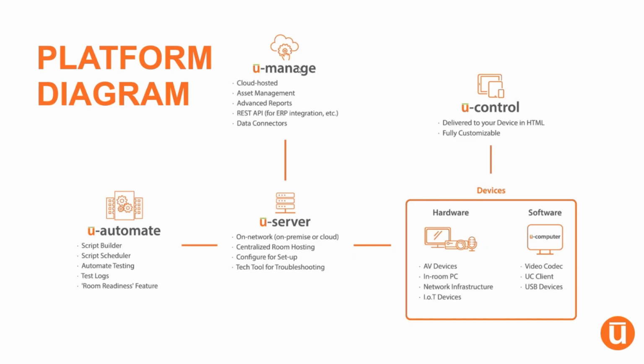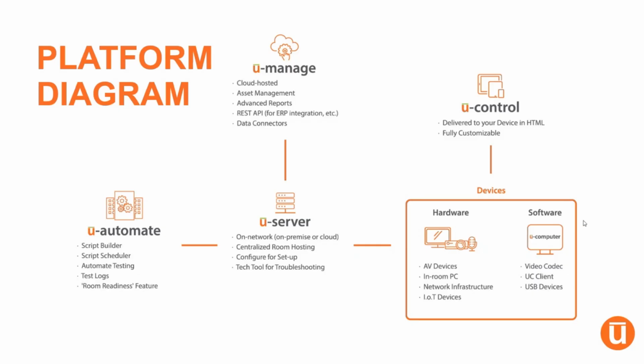Platform diagram, really straightforward. Two key components in the middle. So first one being uServer, and this is a specific on-network device. So it can be physically on-premise or it can be virtualized or in the cloud, but the key thing is we have an on-network component, and that's essentially our data collector, and it's collecting data from the devices.